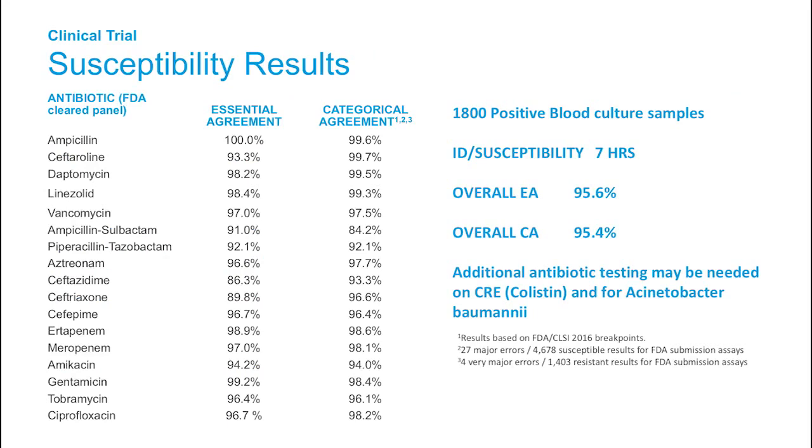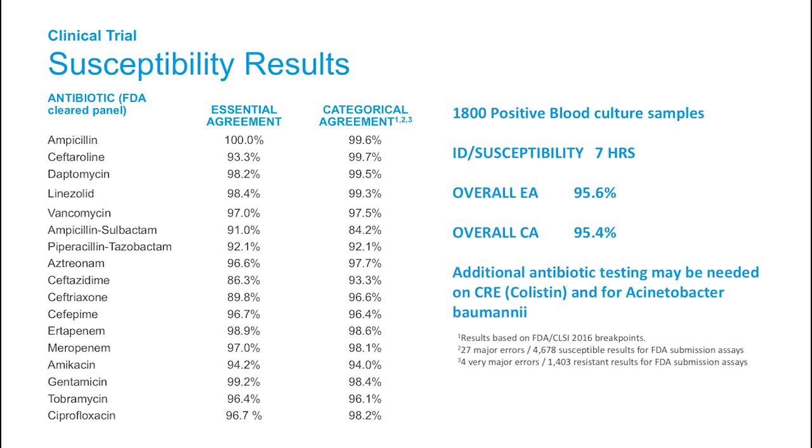These are the susceptibility results from the clinical trial. You can see once again a very high essential agreement and categorical agreement for the susceptibility results. Once again, 1,800 positive samples with an overall EA of 95.6% and 95.4% for categorical agreement. The FDA demands greater than 90% for acceptance of a system into the market.